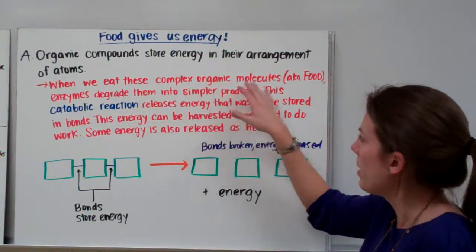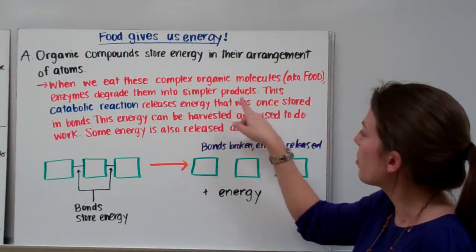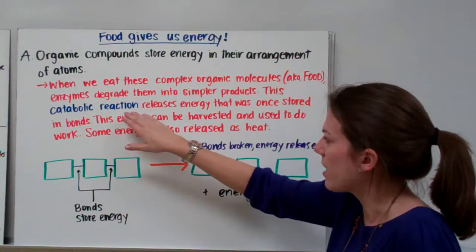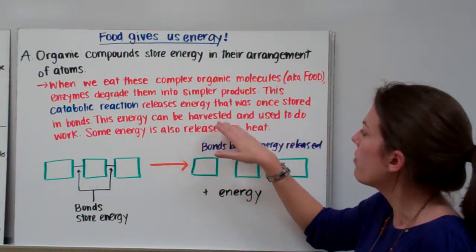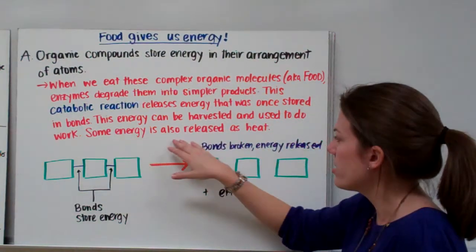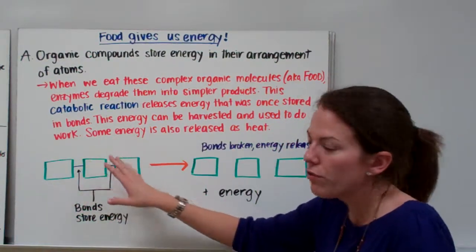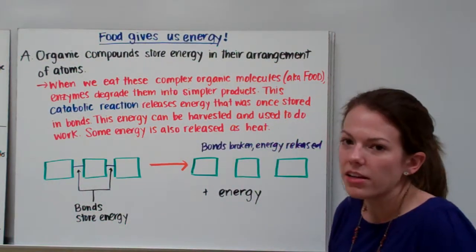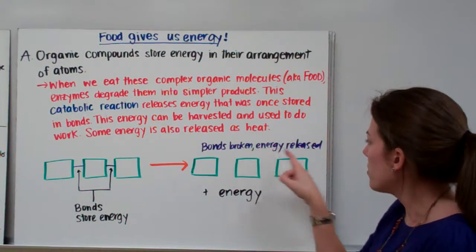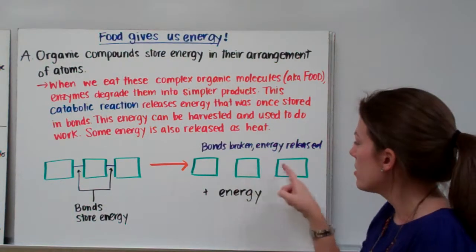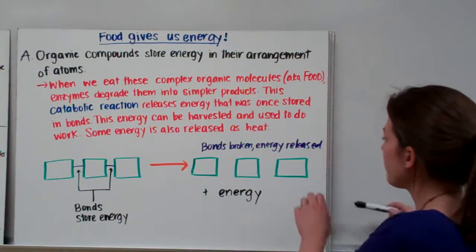When we eat complex organic molecules, aka food, enzymes degrade them, or break them down, into simpler products. This is a catabolic reaction, and it releases energy that was once stored in the bonds. This energy can be harvested and used to do work. Some energy is also released as heat. So here are our complex organic molecules, our food, and there are bonds connecting those molecules together. Energy is stored inside of those bonds. Now, when we break those bonds apart, we release energy, so we have smaller molecules and energy, or simpler molecules and energy.